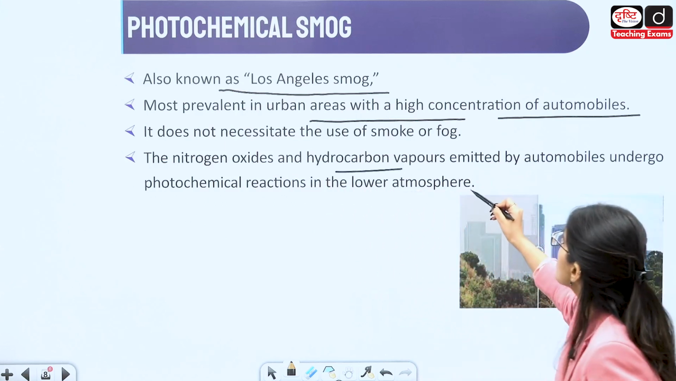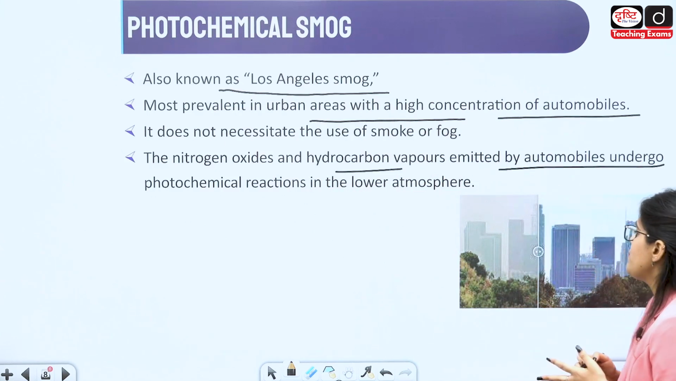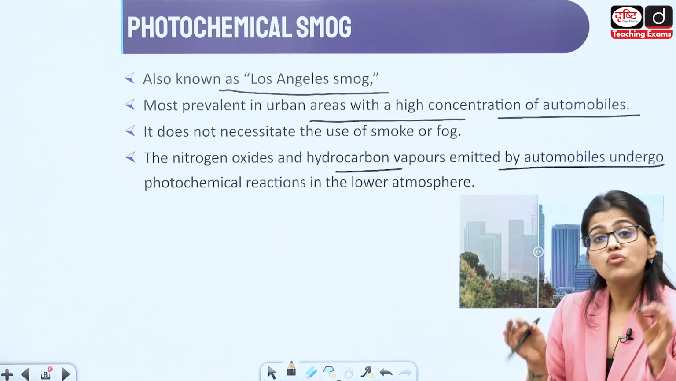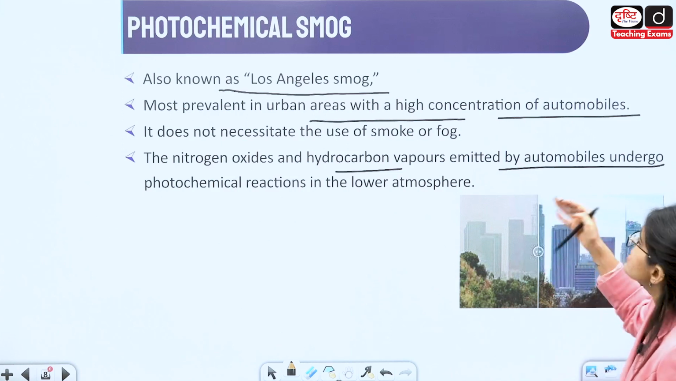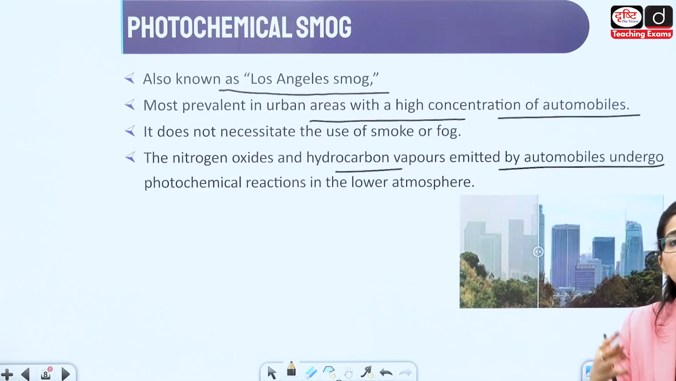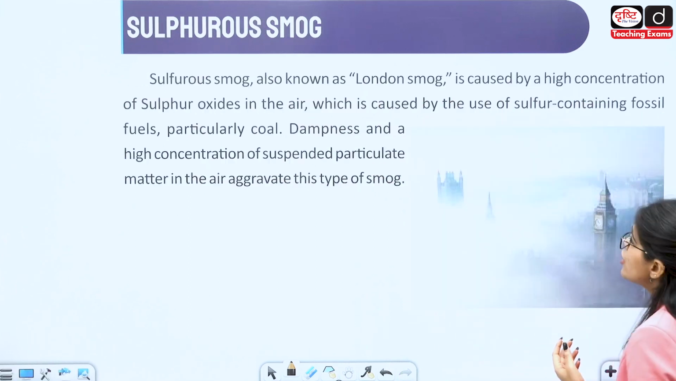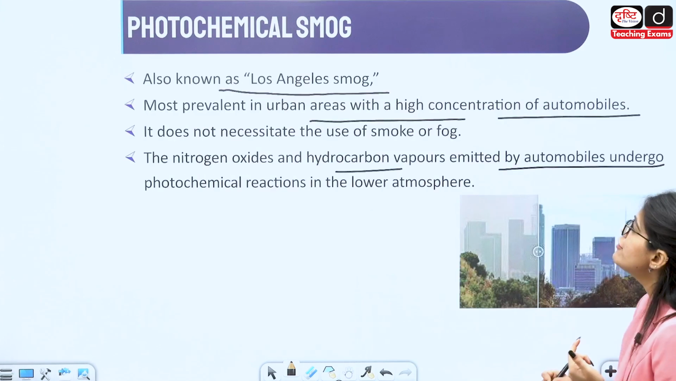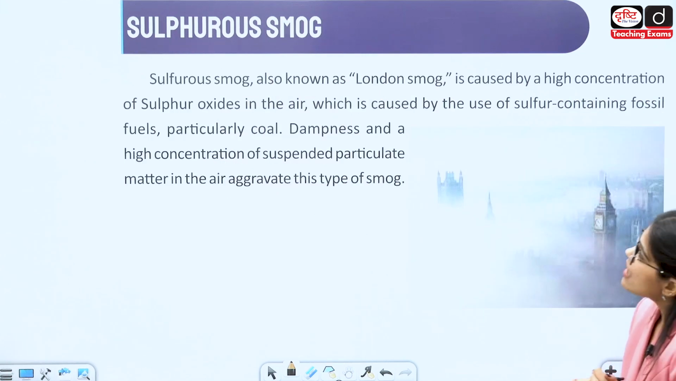Nitrogen oxides and hydrocarbon vapors emitted by the automobiles undergo photochemical reactions in the lower atmosphere, and this kind of a brown haze would be seen in the atmosphere. Here, you do not always need fog or smoke. It can be present because there is nitrogen dioxide secreted, and because of that there will be a sunlight reaction, and the photochemical smog would be created. While as compared to sulphurous smog, there is the need of fog there, right? So, you do not need fog or smoke to be present here. Let us go forward and see sulphurous smog.